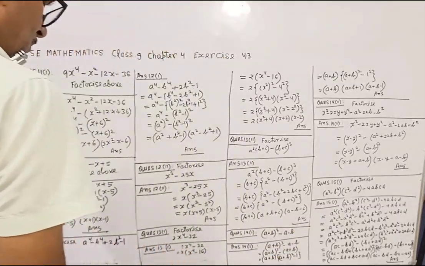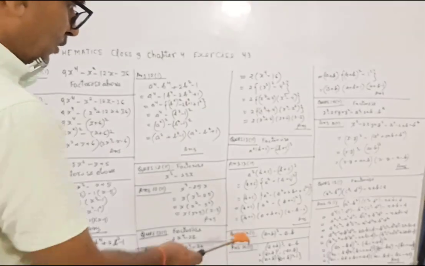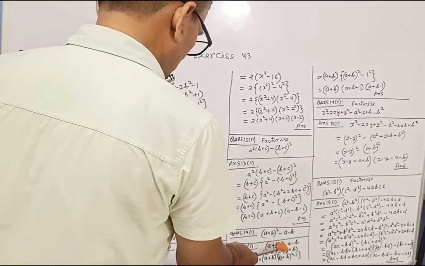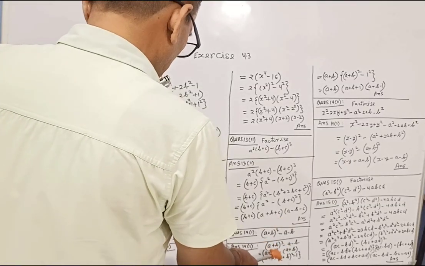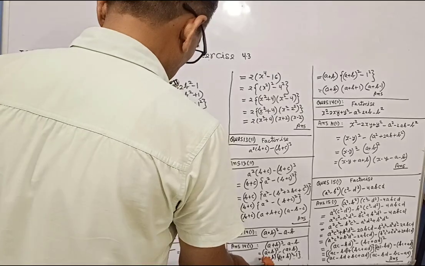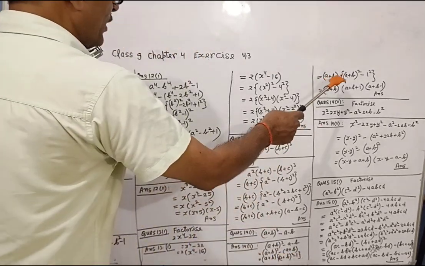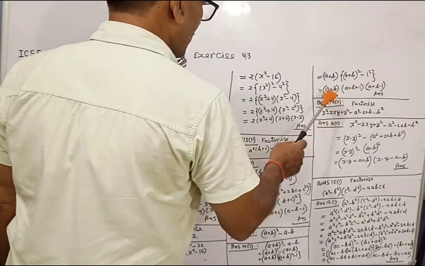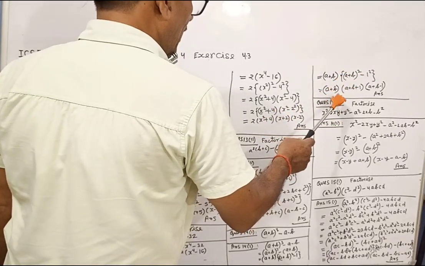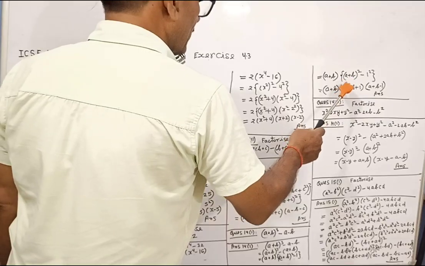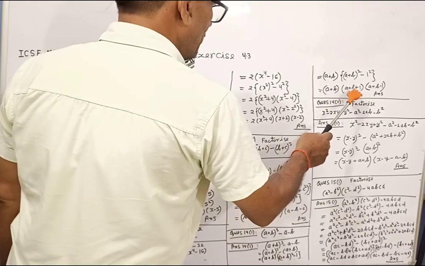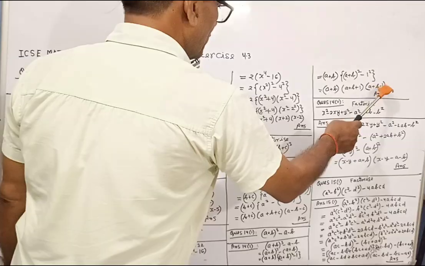Answer. Question 14 first: factorize (a + b)^3 − (a + b). (a + b)^3 − (a + b), taking (a + b) common as a whole, gives (a + b)[(a + b)^2 − 1] = (a + b)[(a + b)^2 − 1^2] = (a + b)(a + b + 1)(a + b − 1).